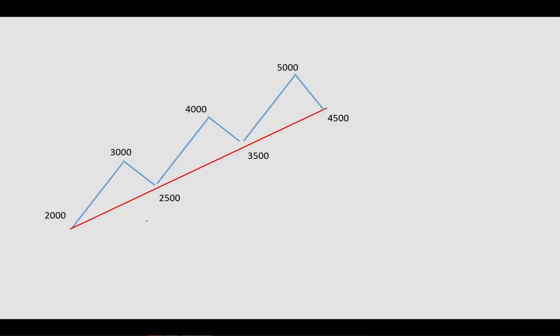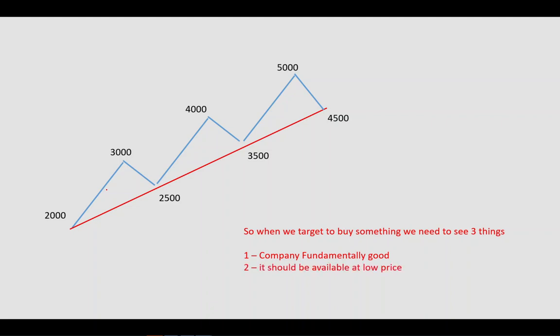When we try to buy something for long term investment, we should always look for three things. One, the company should be fundamentally good, a trustworthy company. Second, it should be available at a low price. And third, there should be minimal risk involved in the trade. That means when you are trying to catch the price, at that time the risk should be minimum. So now the question is when we should enter the trade in this trending market.